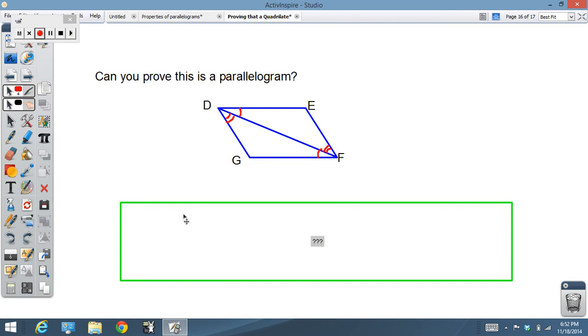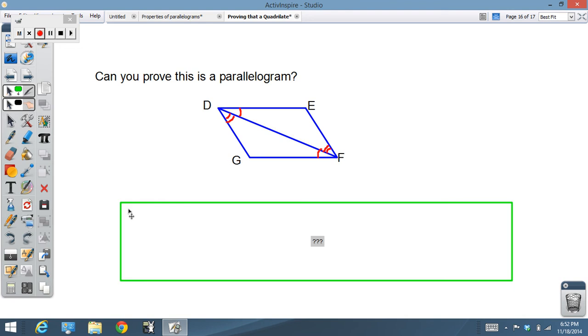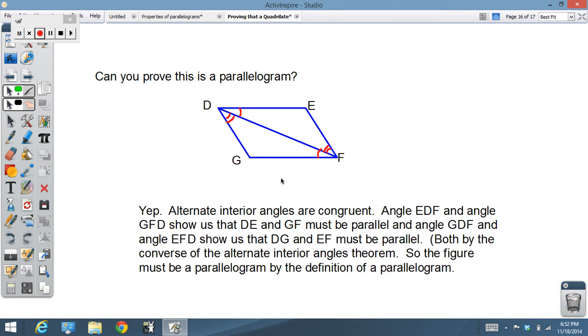Here we go. Answer coming. Yes. Okay. We've got parallel lines, transversal, alternate interior angles here and here. So since those are congruent, DE and GF must also be parallel.